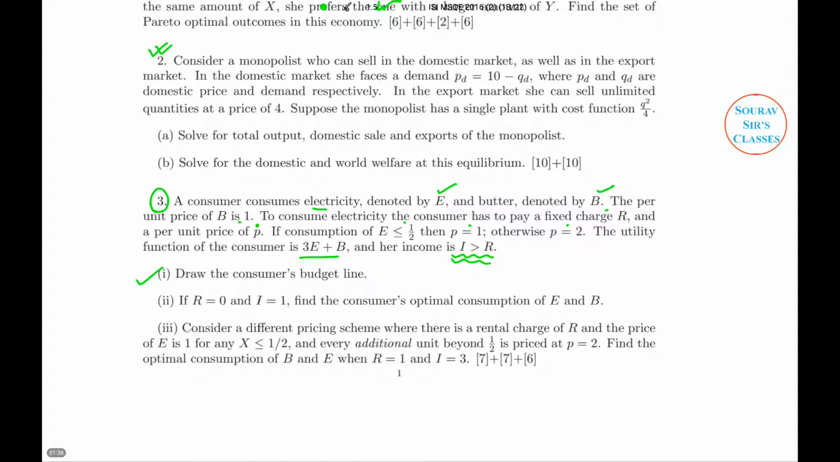First, we need to draw the budget line. So let's do that. From part 1 we have the budget, which will look like this. B is equal to I if the consumption of electricity is 0.